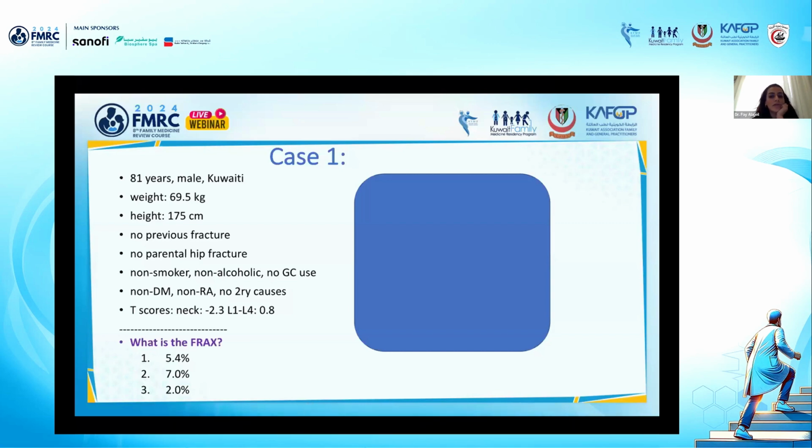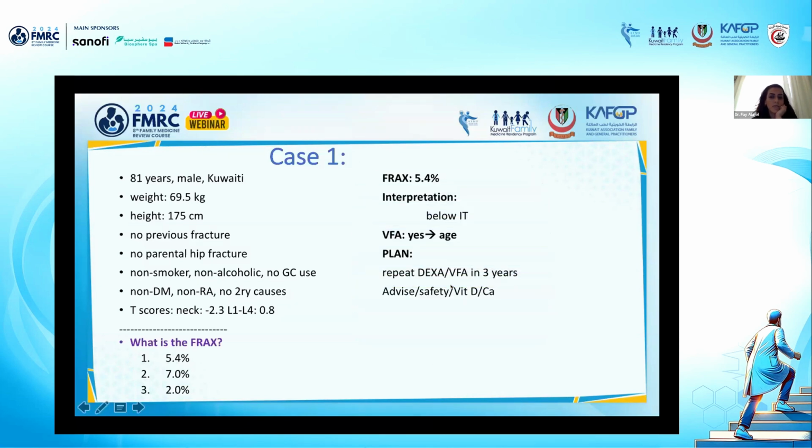So 5.4. Yes, it's 5.4. So how do you interpret this percent? If you put it on the chart itself, it is below intervention threshold. So you go to the patient's age. The patient's age is 81, correct? Is there an 81 on the chart? No, but you will take the average. The patient's score is 5.4. You will look at the pink column and you will interpret. Is it below that number? Yes, it is below. So the patient is below intervention threshold.